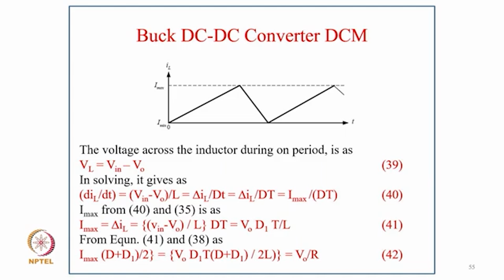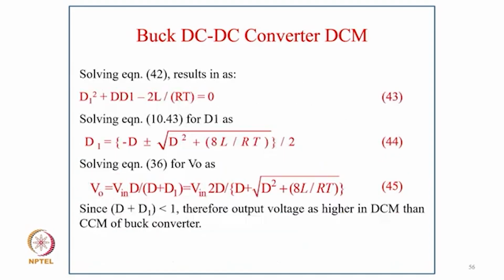So from this we get Imax (D plus D1) by 2 equal to Vo D1 T (D plus D1) divided by 2L, or equal to V upon R. And of course this becomes a quadratic equation for D1: D1 squared plus D1 D minus 2L upon RT equal to 0. Solving this equation, we get D1 equal to (minus D plus under root of D squared plus 8L upon RT) by 2. So solving this, we get VO equal to Vin upon (D plus D1), or Vin into 2D divided by (D plus under root D squared plus 8L upon RT).